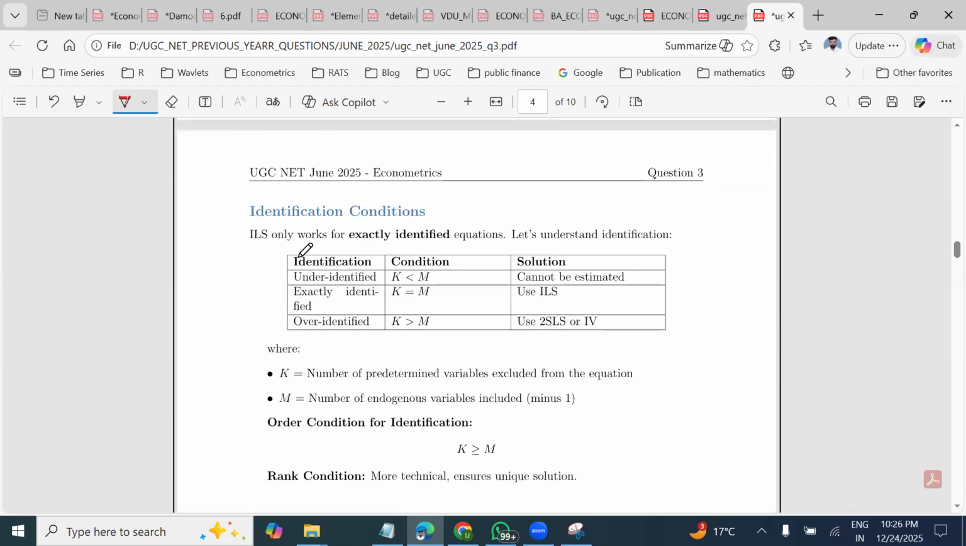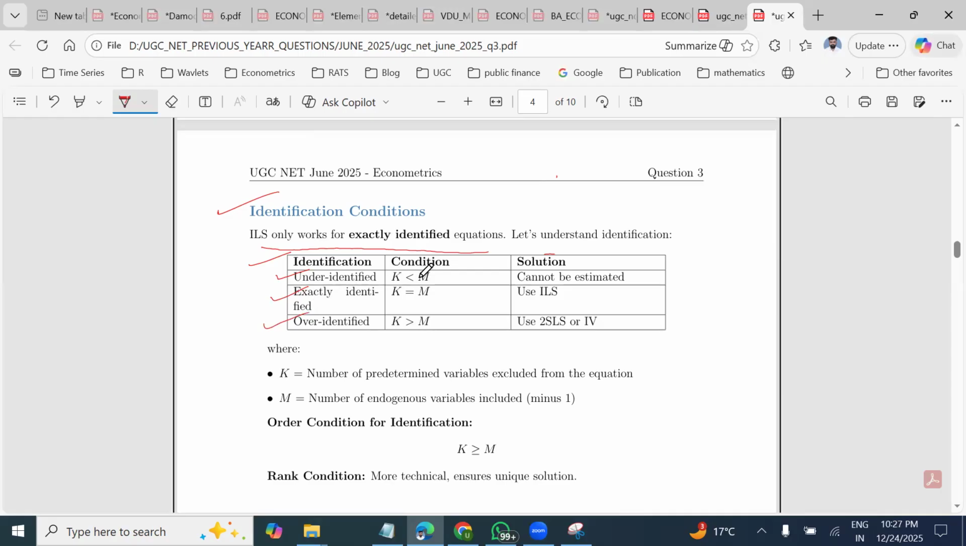Now what you should know from the examination point of view: you should not worry about how you convert a structural equation to a reduced form equation. Sometimes, because you are doing it for the first time or after a long time, it will take a little time, and when we discuss in detail it will take at least 2 to 4 classes to understand it. So from the exam perspective, you should know what the identification condition is. ILS only works for an exactly identified equation. Now you should know the 3 conditions: under identified, exactly identified, and over identified.